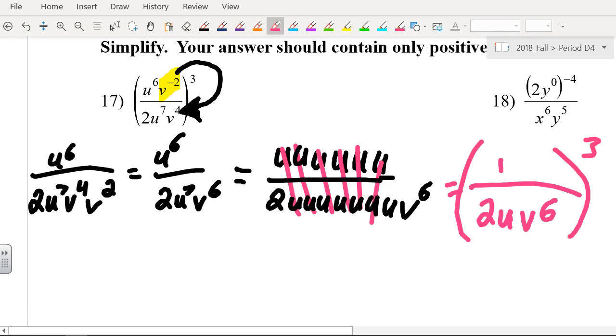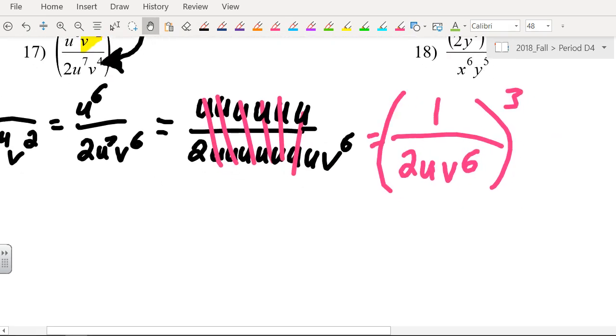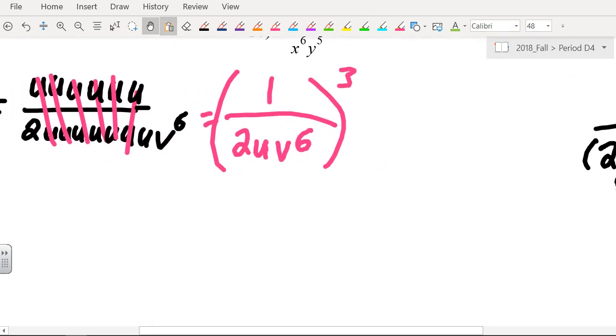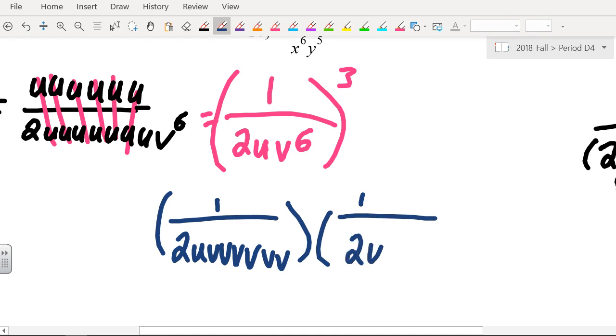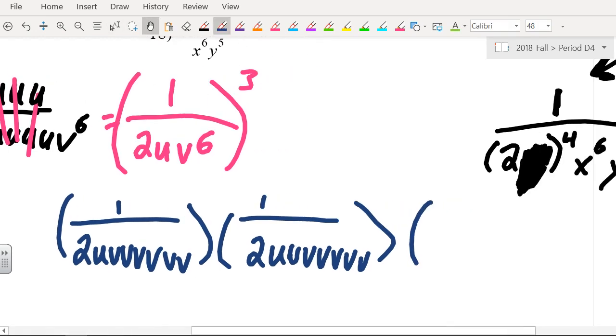Alright, so now I'm going to expand that. Here we go. Expansion is occurring. Alright, so I'm going to go 1 over 2u v to the 6th, times 1 over 2u v to the 6th, times one more, 1 over 2u and then v to the 6th.